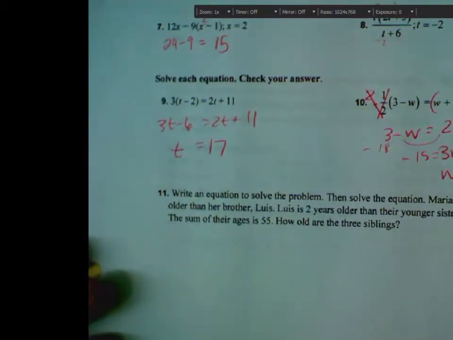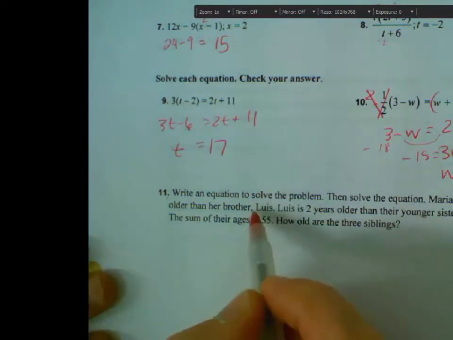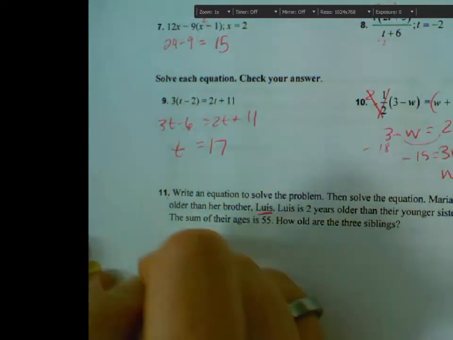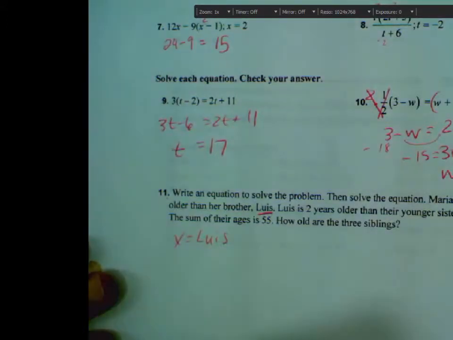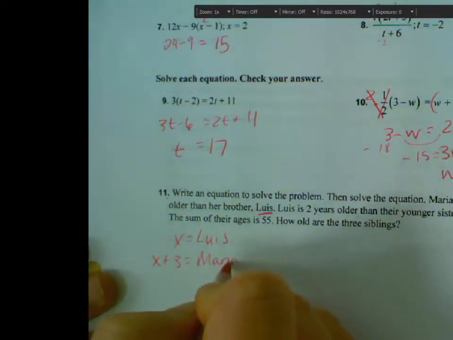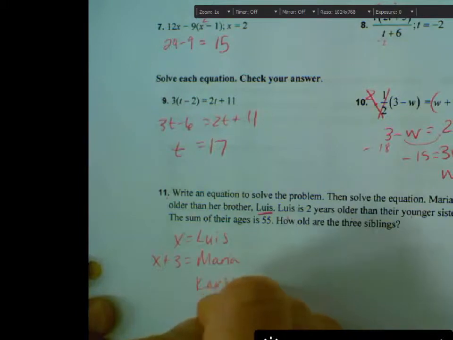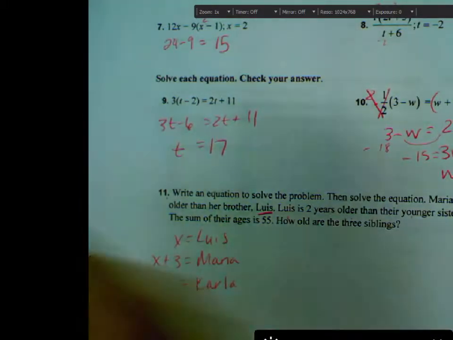Okay, here's one of those word problems. Write an equation to solve. Maria is 3 years older than Luis, so Luis came second, so he's going to be x. Maria is 3 older than Luis. Luis is 2 years older than Carla, so Carla is 2 younger than Luis.